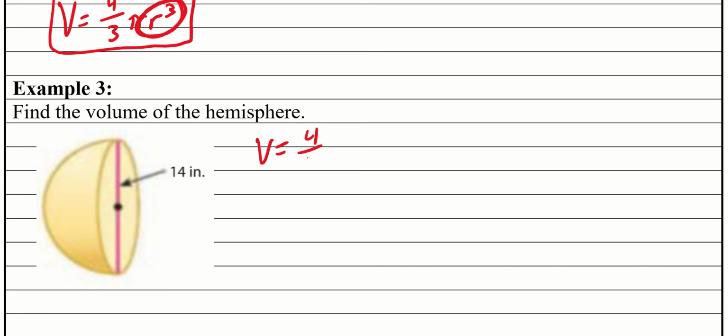This is part of a sphere, so at least I'm going to use that equation, 4/3 pi r cubed. Okay, and let's just work on finding the volume of the whole sphere first. Well, if I want to list out my pieces, if I need my radius here, notice the radius is not 14. The diameter is 14, which means the radius is going to be half of that. So the radius here is 7, or 7 inches.